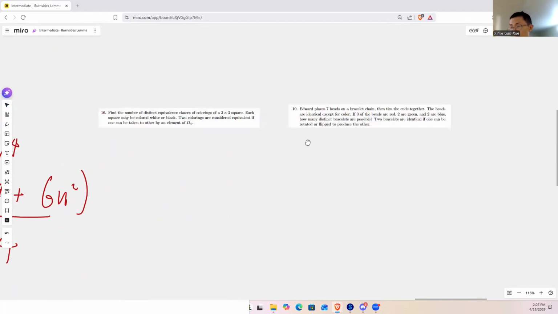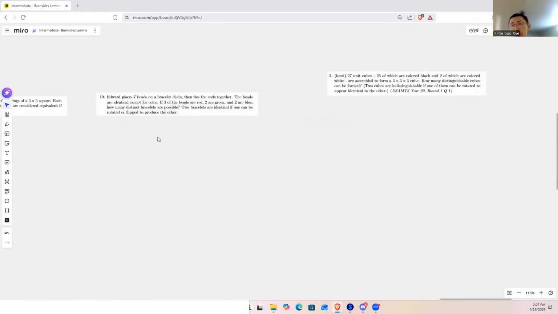Okay, let's try number 10. Edward places 7 beads on a bracelet chain, then ties the two ends together. The beads are identical except for color. If 3 of the beads are red, 2 are green, and 2 are blue, how many distinct bracelets are possible? Rotations and reflections are considered equivalent.